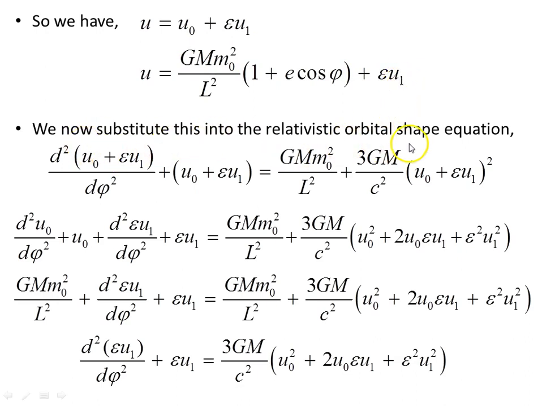We now substitute this into the relativistic orbital shape equation, which we saw on the previous slide: the second derivative of our approximate solution, plus u, equals the constant from earlier, plus the relativistic correction term, and in place of u we put u0 plus epsilon u1, all squared. We'll just separate these, the u0 part and the u1 part, the constant over here, and then we'll expand this bracket on the right: u0 squared plus 2 u0 epsilon u1 plus epsilon squared u1 squared.